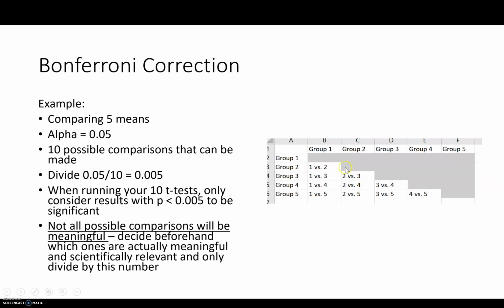If these were all relevant to you experimentally, then you would divide your alpha of 0.05 by 10 to get 0.005. When you do these 10 t-tests, it gets a little tedious, I know. You run these 10 t-tests, and you'd only consider results with a p less than 0.005 to be significant. Make sure you decide beforehand what this number actually needs to be. You've got all the possible comparisons that you can make. How many of those are actually scientifically relevant? Only divide by that number.